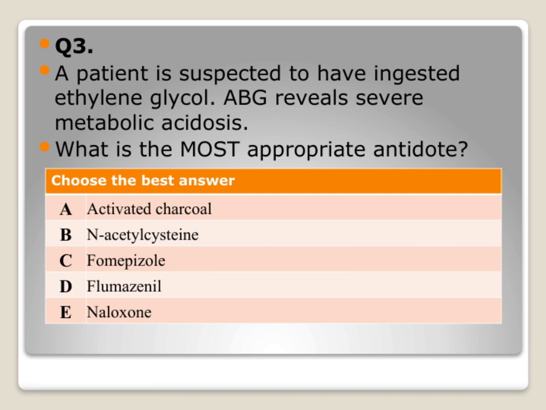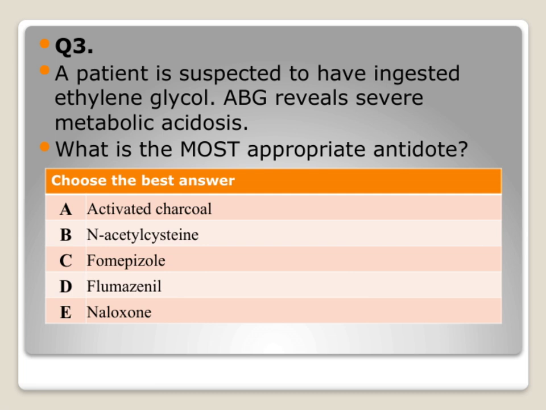The main goal is to inhibit the formation of these harmful metabolites. So, among the options given, we need to identify the most appropriate antidote that blocks the metabolism of ethylene glycol. Fomepizole is a specific inhibitor of alcohol dehydrogenase, the enzyme responsible for converting ethylene glycol into its toxic metabolites. By inhibiting this enzyme, we prevent the formation of metabolites that cause acidosis and renal damage.